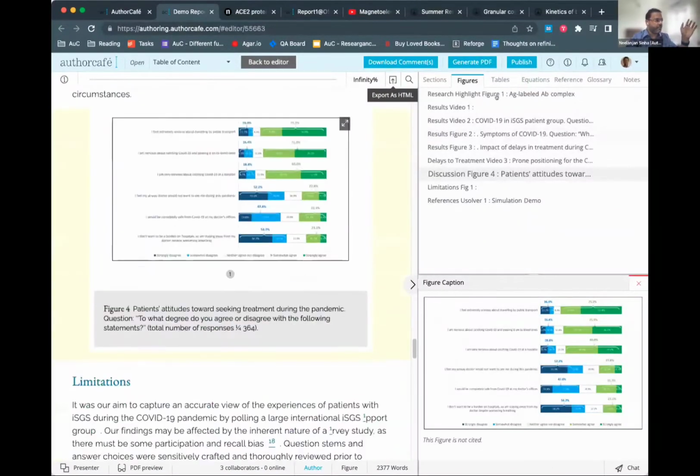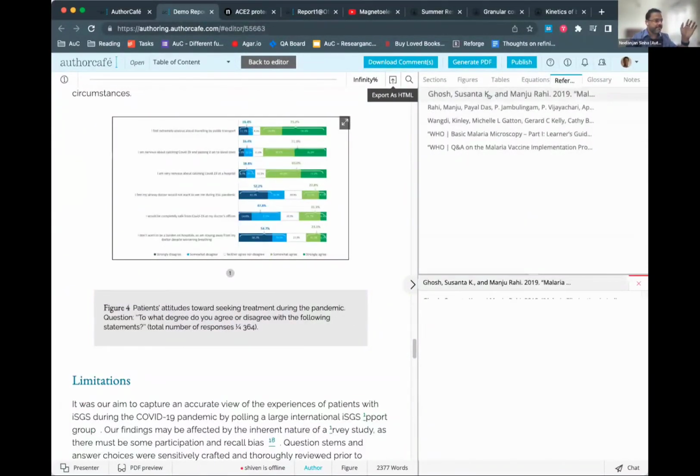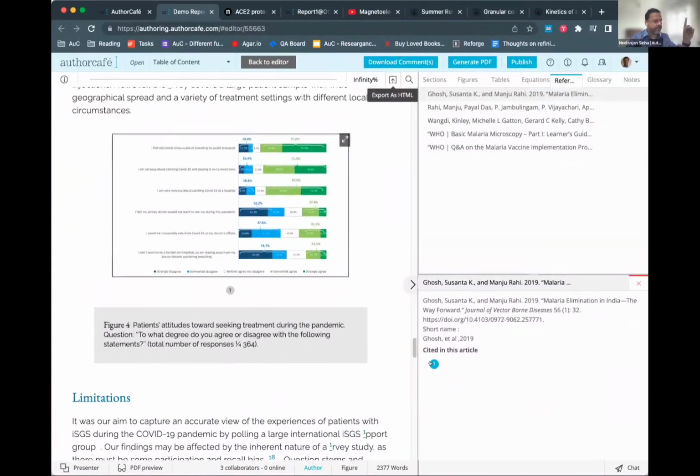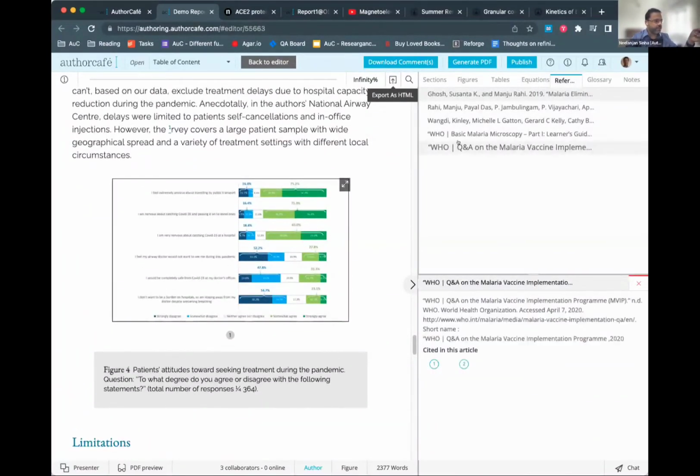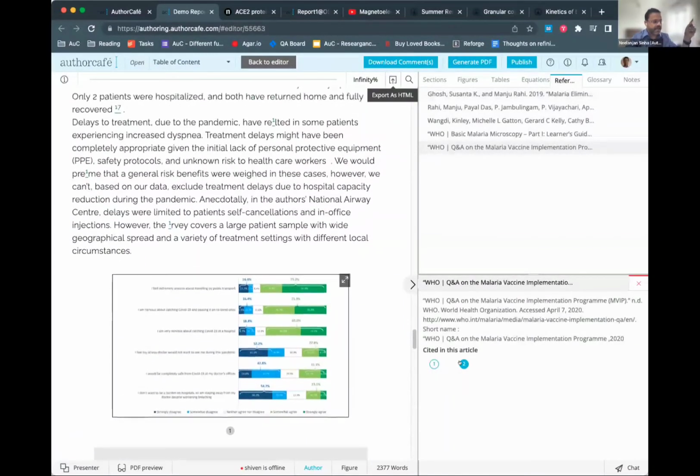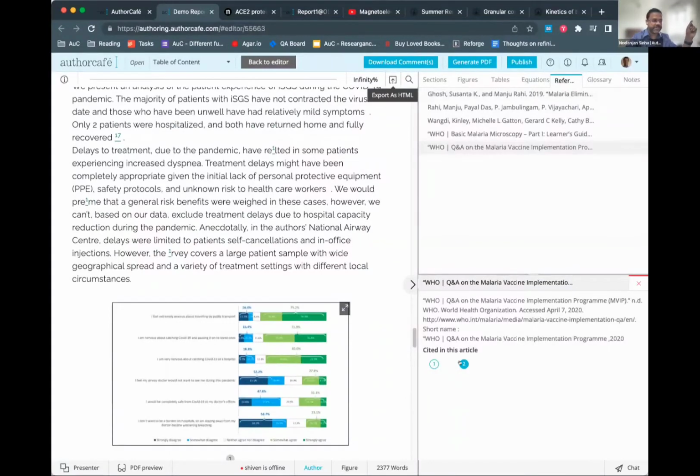For example, if I go to references, I can see that this reference is cited once in this article. I can get, it will take me to that point. This particular reference is cited twice in that article, and it will take me to those respective sections. And if you remember, I did not do anything manually for all of these interlinking.